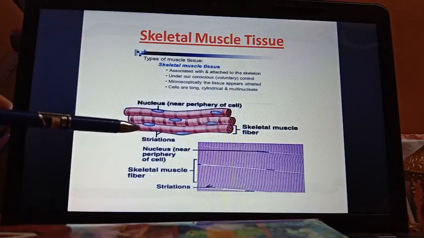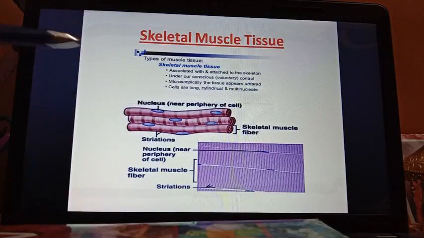These muscles are present mainly in body parts which can be moved by our conscious will, like limbs, face, neck, tongue, etc. Its main function is to attach to the bones, so it helps in movement.